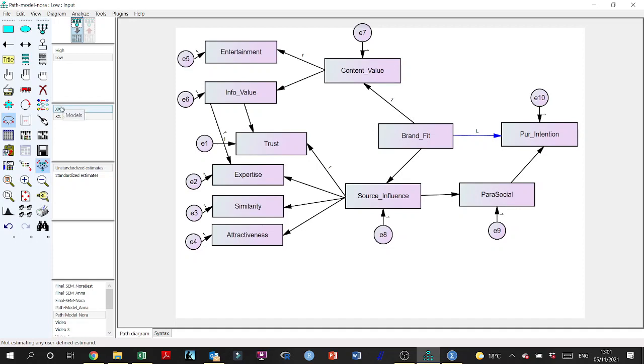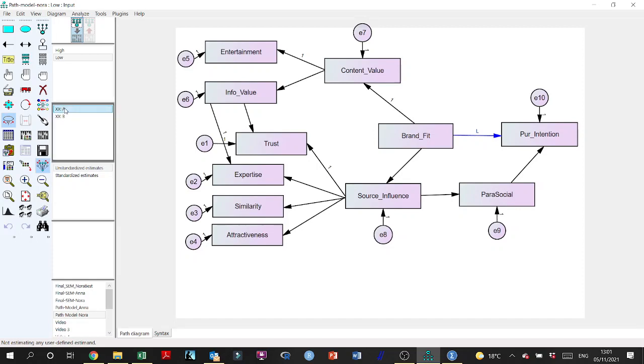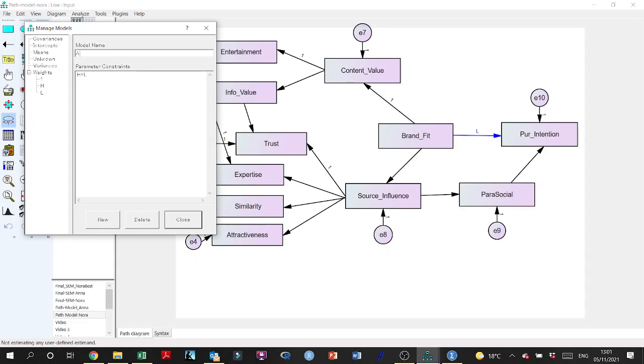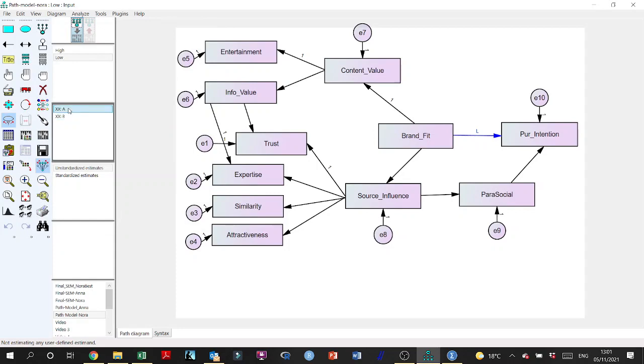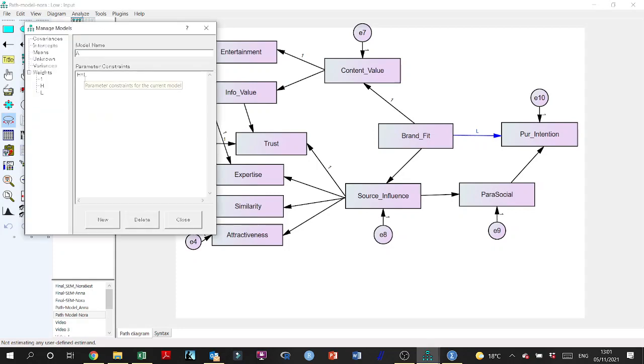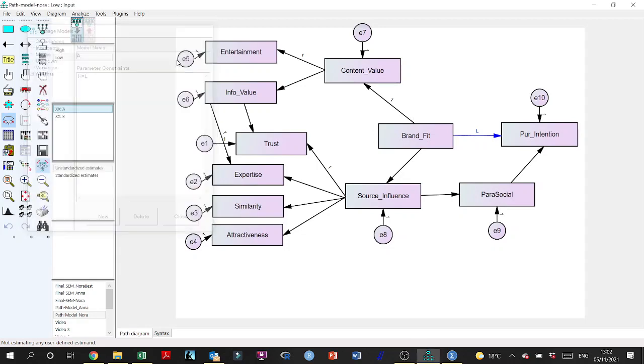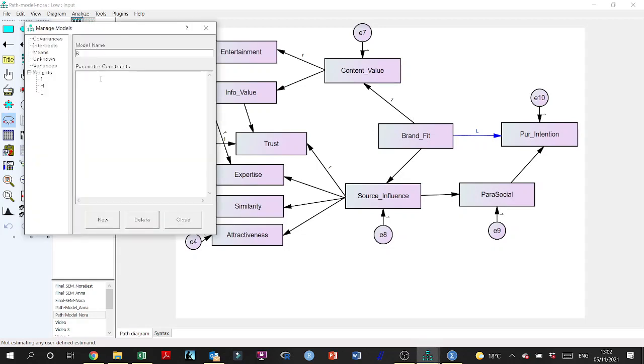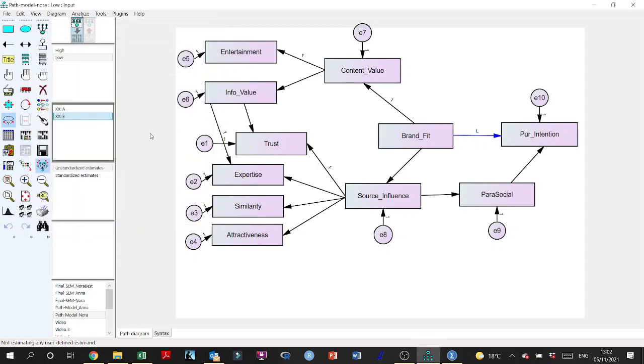Now, the third step is to create different models. So the first model here, call it model A, and then create a new model and call it model B. We already had model A, so that's fine. So right now we have 2 models. For model A, I want you to add a constraint that the high group is equal to the low group. So this means there's no effect. The B model has no constraints, so keep it as is, meaning that there is a difference.